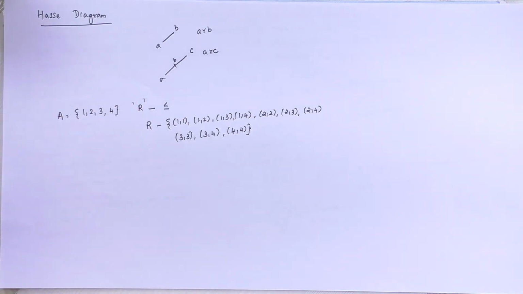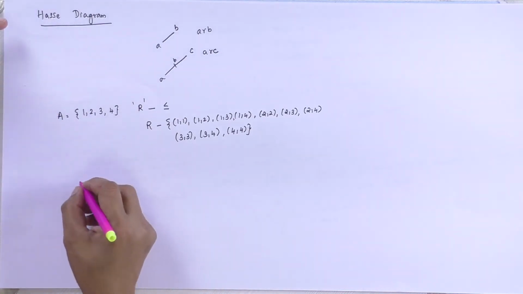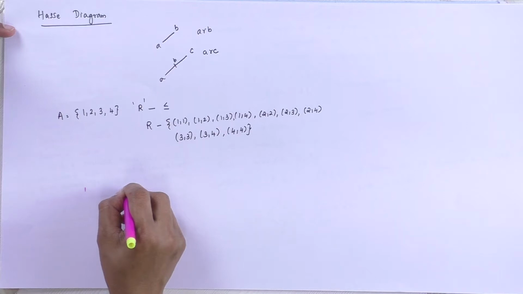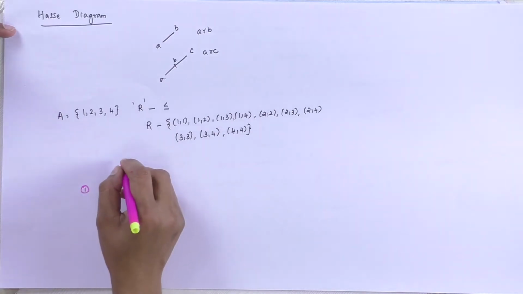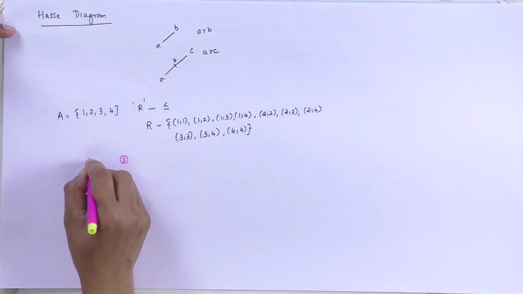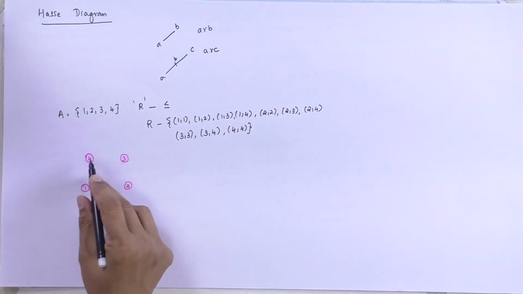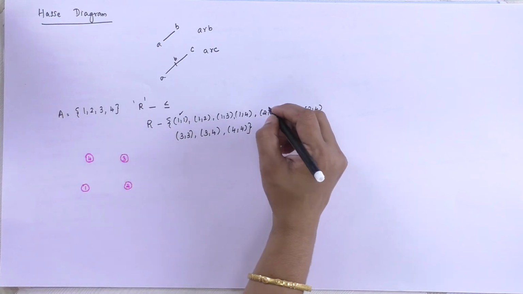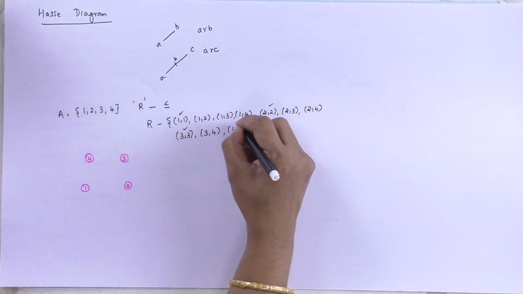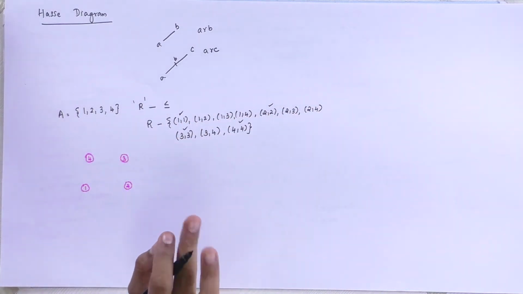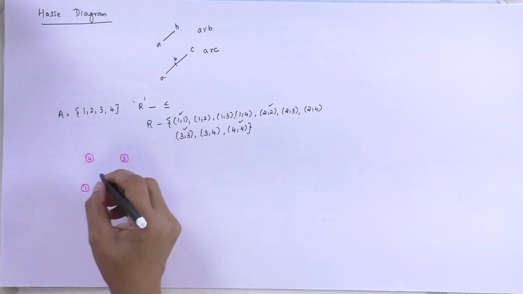So how do we draw the Hasse diagram? I have 4 elements, mark those 4 elements: 1, 2, 3, 4, right? Each and every element is related to itself. See here, (1,1), (2,2), (3,3), (4,4). I need not have an arrow mark for all this. It is understood by default.